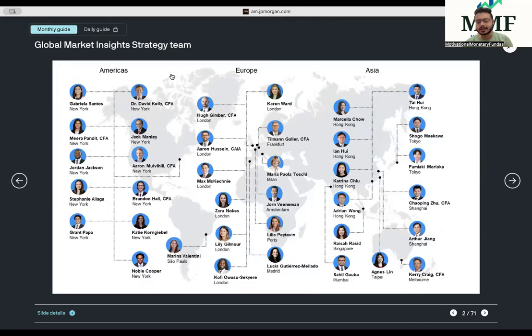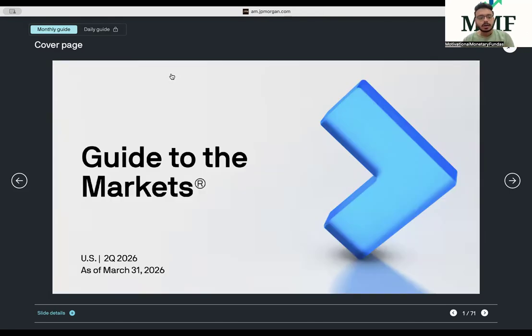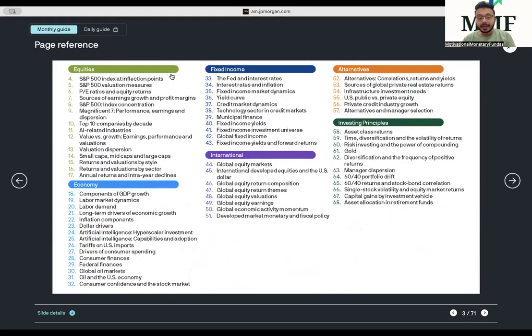I personally understand it's not important to go through every page. Let's try to decode the most important pages. This is the management.